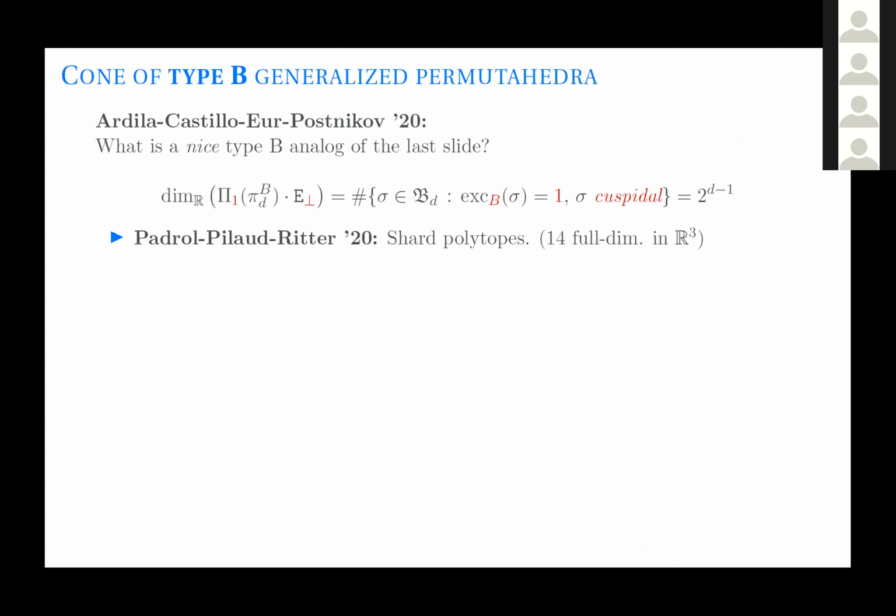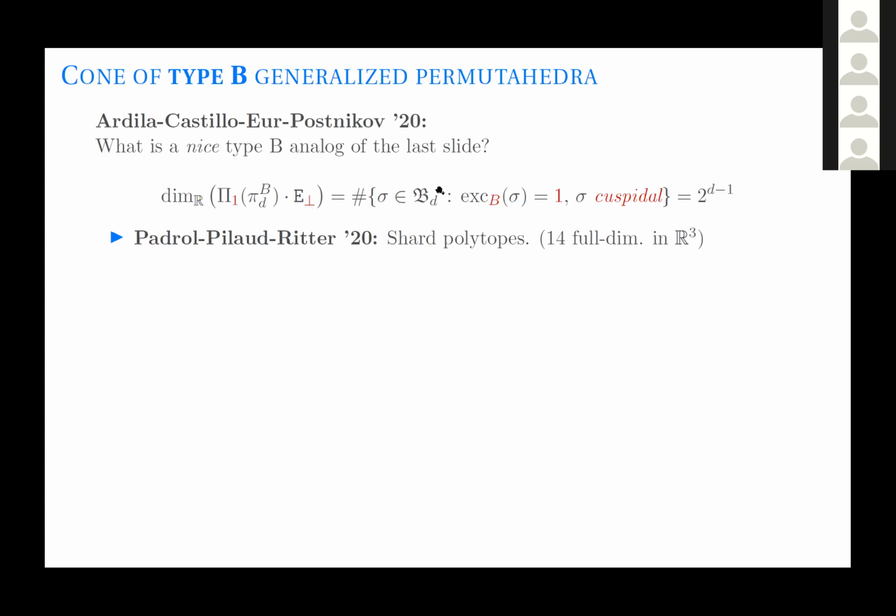We can ask the same question for type B. And in fact, Ardila, Castillo, Ure, and Postnikov asked this at FPSAC 2019: is there an analogous result in type B? The result that I showed before is going to imply that in type B, we are going to need at least 2 to the d minus 1 full dimensional polytopes.